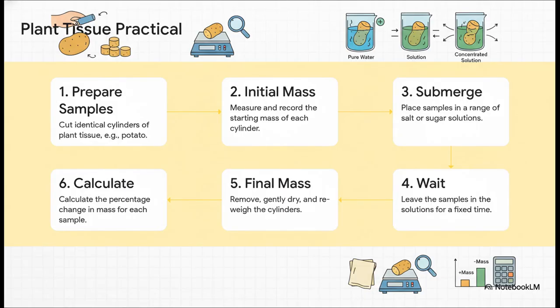You cut up the potato, weigh it, and pop the pieces into different solutions, from pure water all the way to a really concentrated sugar solution. And what you're seeing is osmosis in action. In pure water, the potato gains mass because water moves in. In the concentrated solution, it loses mass because water moves out. It is a perfect way to demonstrate the principle.